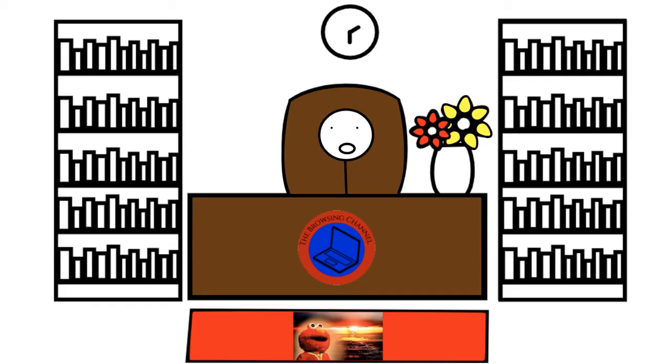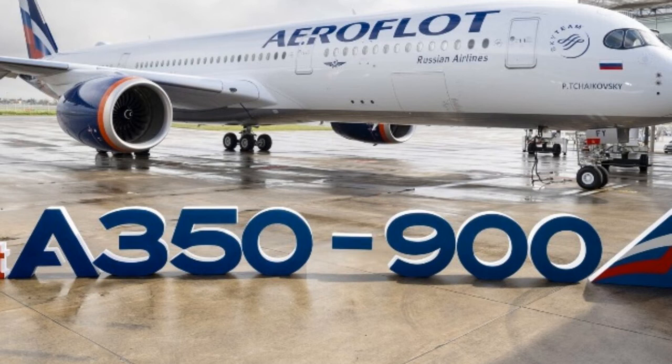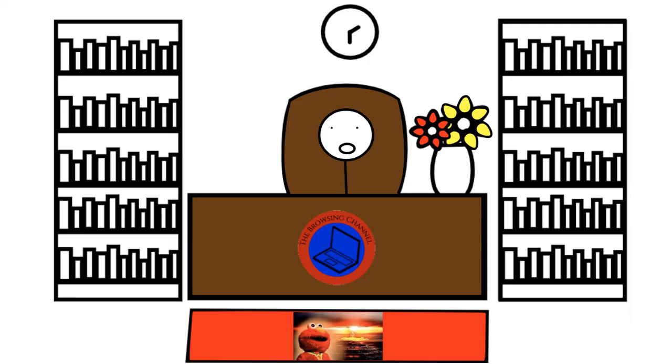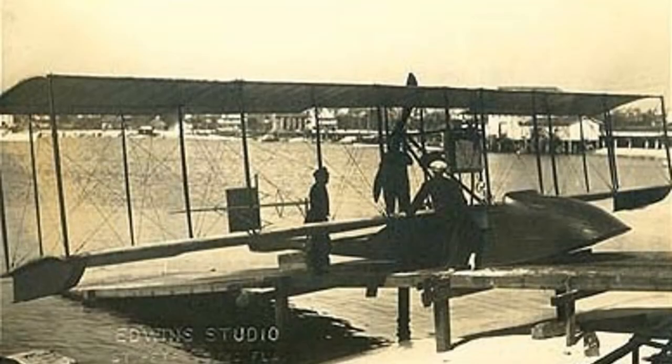More efficient planes which could go more distance with less fuel were being introduced. The A350-900, released by Airbus in 2013, could go over 9,000 miles. The Boeing 777X-9, released on January 25, 2020, could go over 10,000 miles. The history of planes evolves. The future of aviation looks bright. Aviation brings the world closer together.